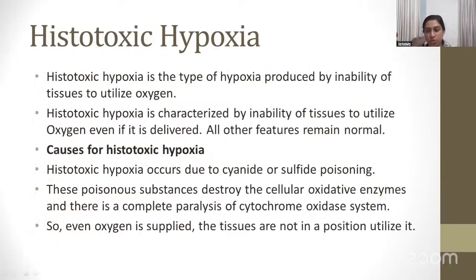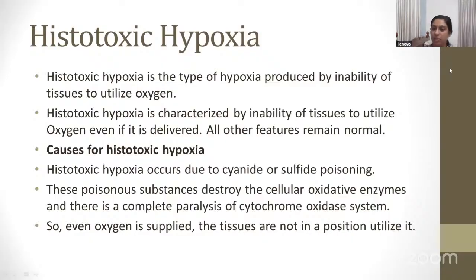Next is histotoxic hypoxia. Here the oxygen availability is normal, oxygen carrying capacity is normal, but tissues cannot utilize oxygen. Even though the oxygen is reaching the tissues, they cannot utilize it, because of impairment in the enzymes that lead to the utilization of oxygen in tissues. Histo means something related to tissue. Histotoxic hypoxia is a type of hypoxia produced by the inability of the tissues to utilize oxygen.